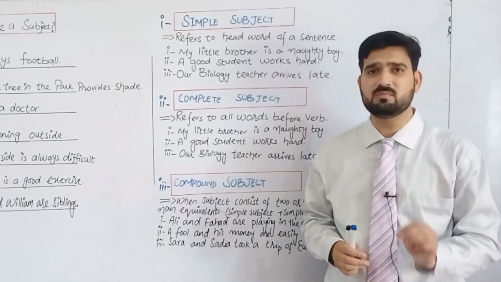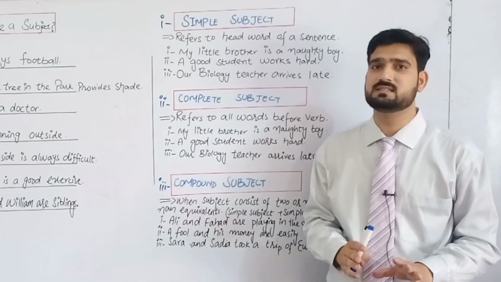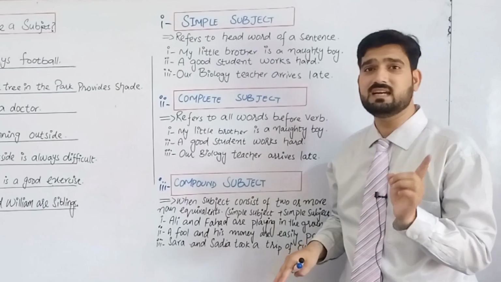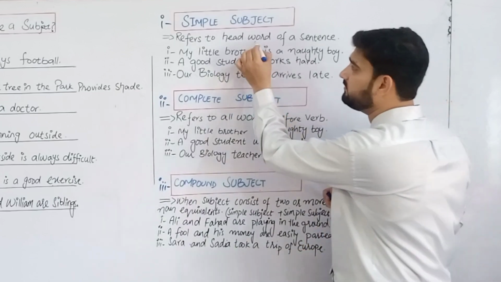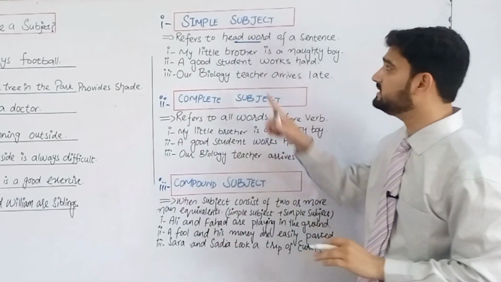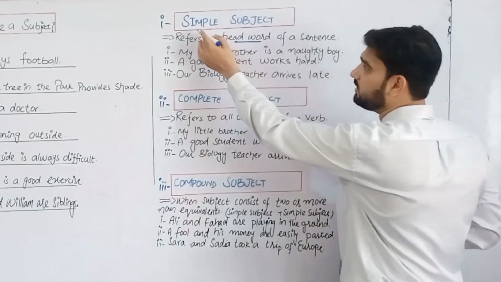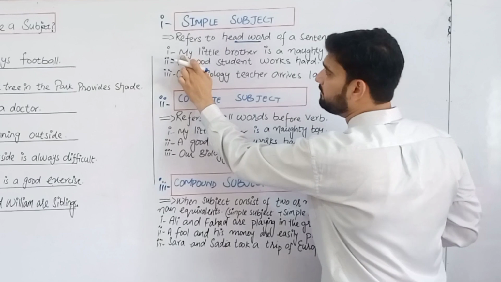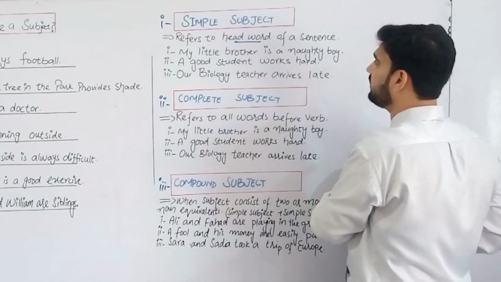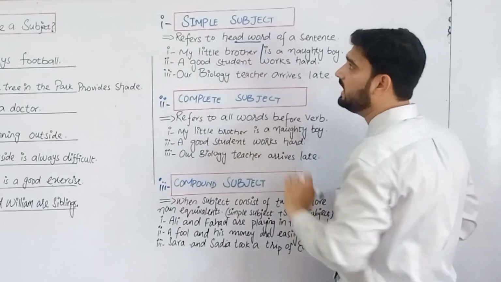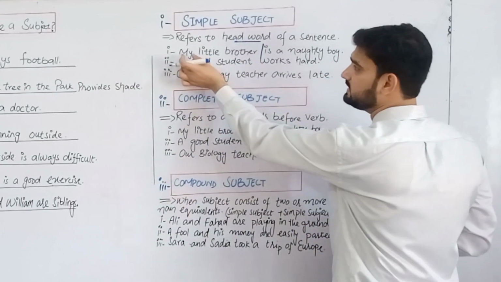The difference is so easy that after this video you will understand it completely. The first thing is the simple subject. In the previous slide I told you what a head word is. Whenever you are talking about simply a head word in any subject, that is known as a simple subject. For example, my little brother is a naughty boy. You know that before a verb, this is a subject. But there are three words in this subject.